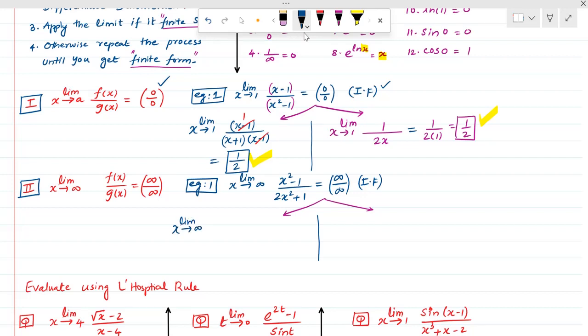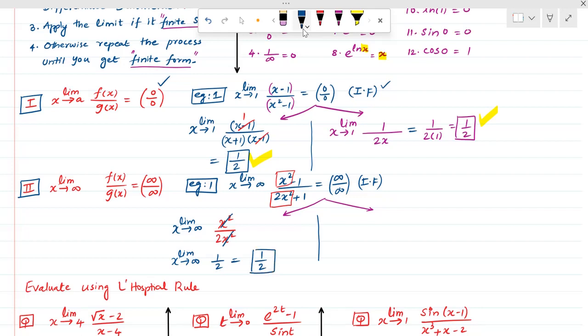I will take the highest power. What is the highest power in the numerator? Therefore, it is x square. I will take x square in the numerator and 2x square in the denominator. If you simplify, x square with x square cancel, and you will get 1 over 2. So the limit as x approaches infinity is equal to 1 over 2. If you apply the limit for a constant, you will get 1 over 2. So this is the final answer.